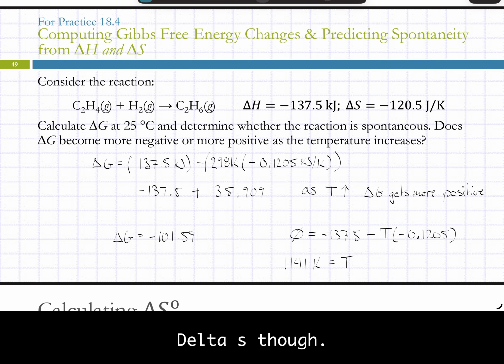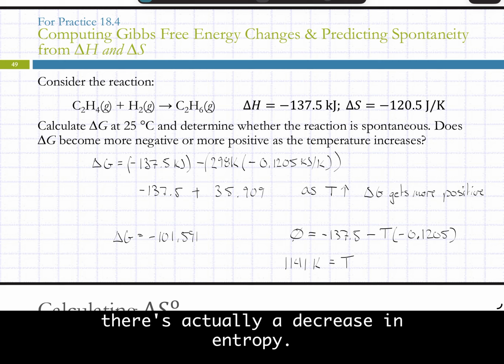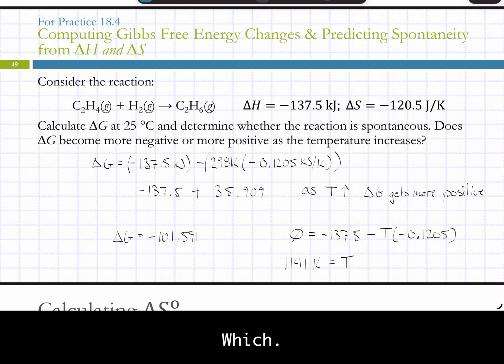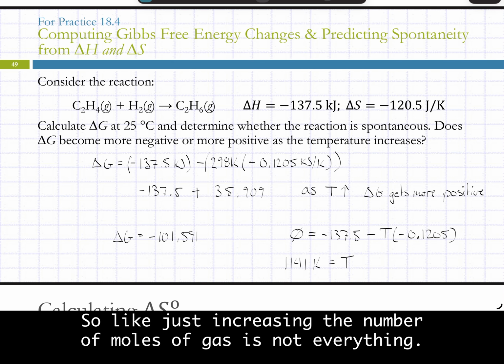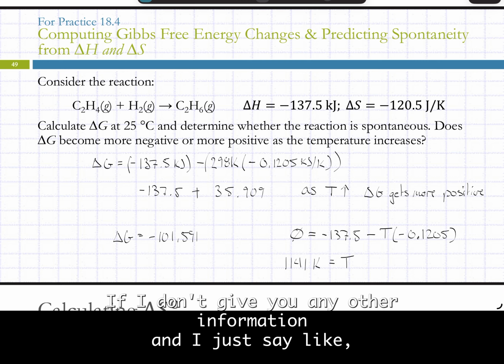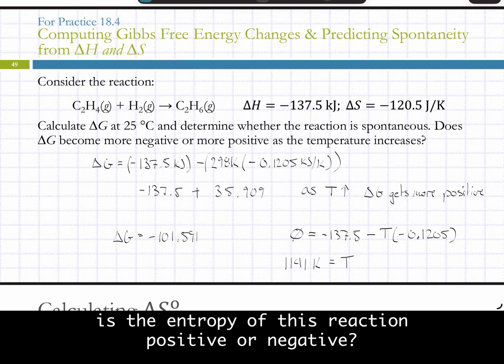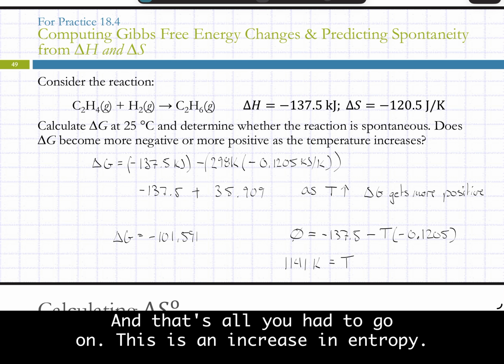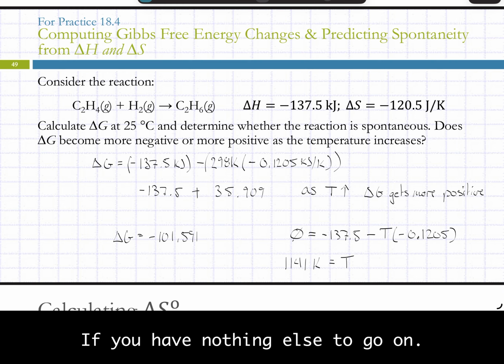Delta S, though, is negative, which means that for this reaction, there's actually a decrease in entropy, which, well, we'll talk about other things that are related to delta S. So just increasing the number of moles of gas is not everything. If I don't give you any other information and I just say, is the entropy of this reaction positive or negative, and that's all you had to go on, this is an increase in entropy. If you have nothing else to go on.